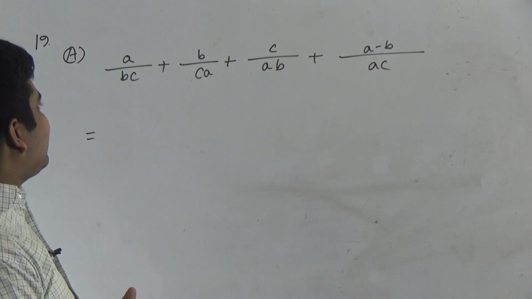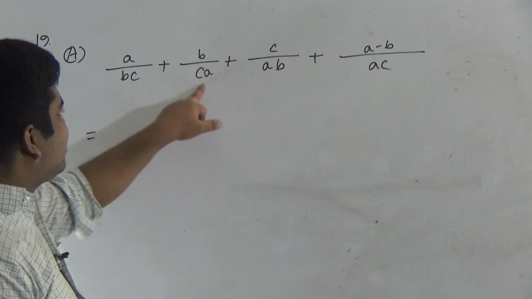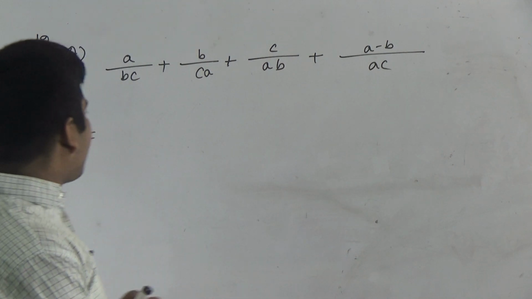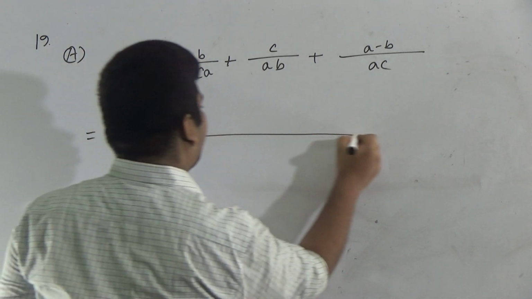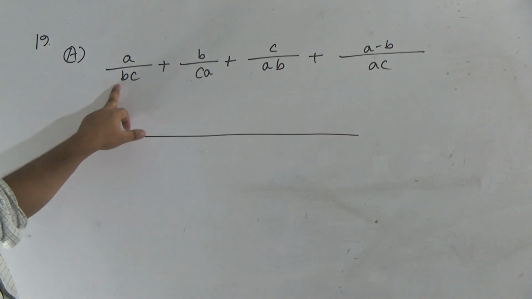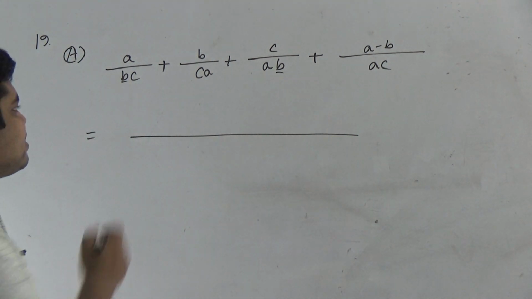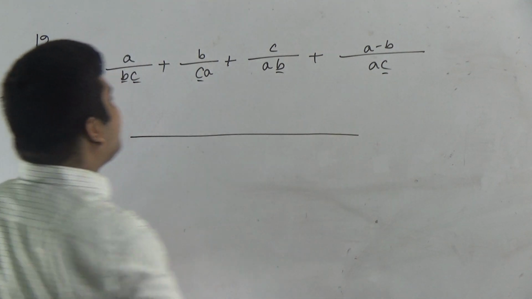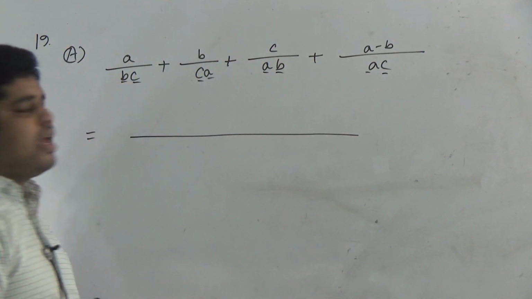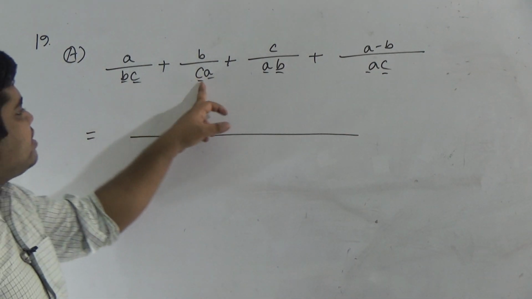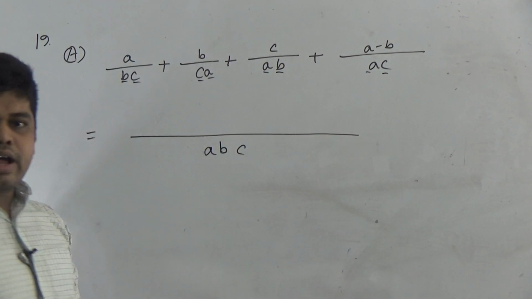At first we find the LCM of the denominators. Here the denominators of the 4 fractions are bc, ca, ab and ac. So at first we take the LCM of these denominators. How can we take the common and uncommon terms? Notice b. Here b is present, so we take b. Next c, so we take c also. A, so we take a also. So the LCM of bc, ca, ab and ac is abc. I hope you have understood.